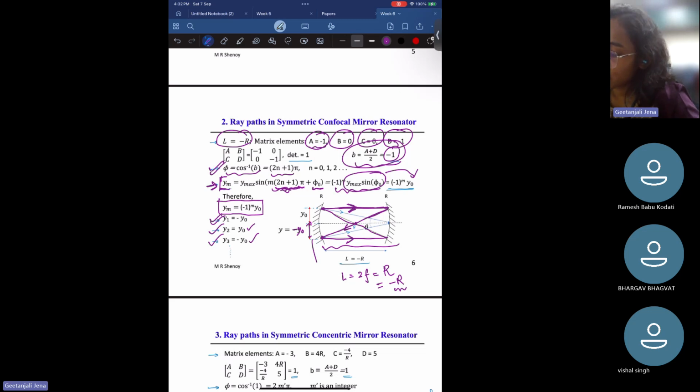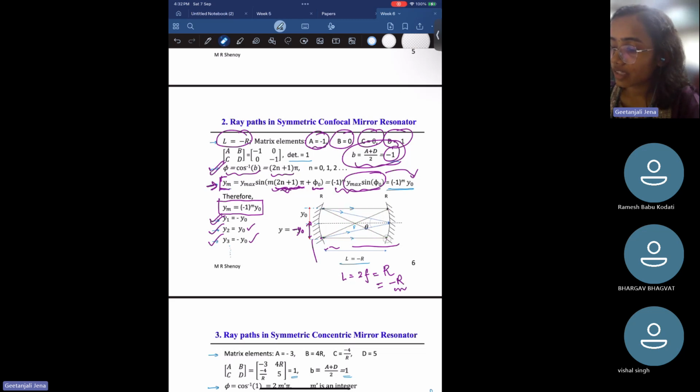So here we can see the ray will move like this, parallel to the surface. It will be reflected back to the first mirror again with a value of y1 is minus y0. And after this, it will again be reflected back to the second mirror and again reflected back to the first mirror. So this is one type of ray path.